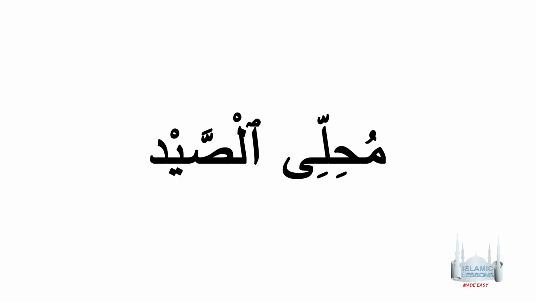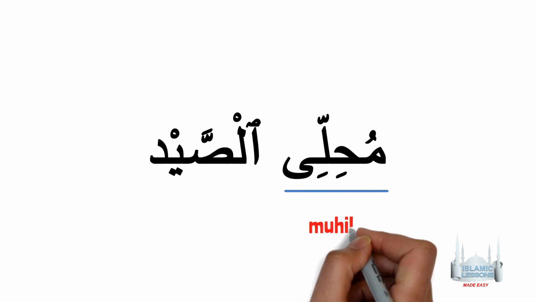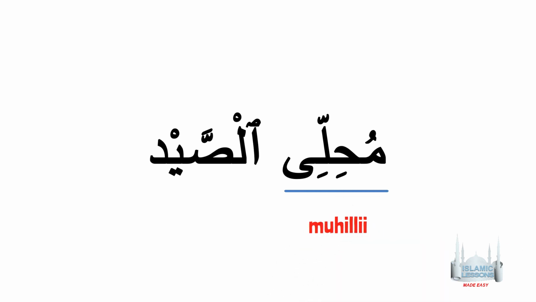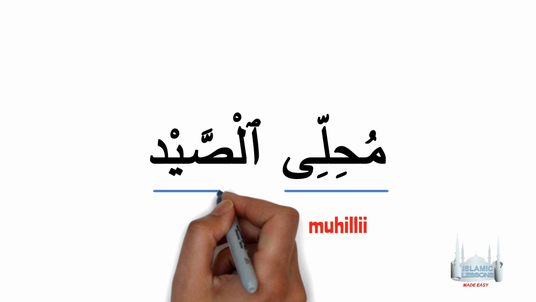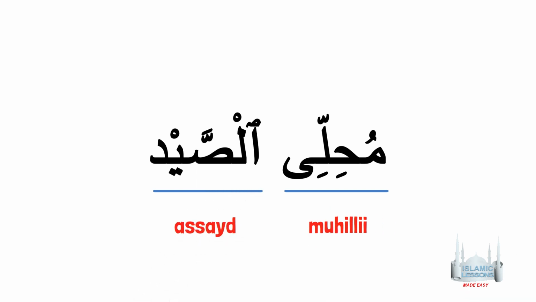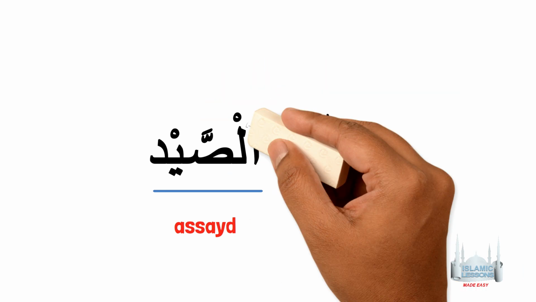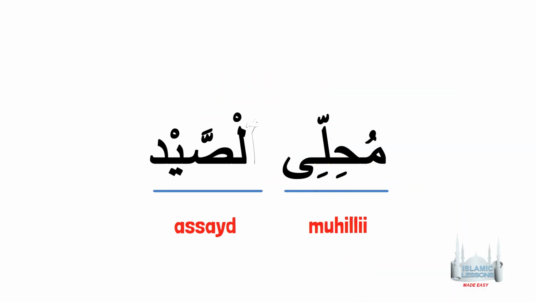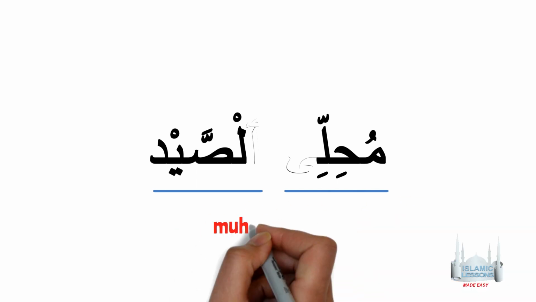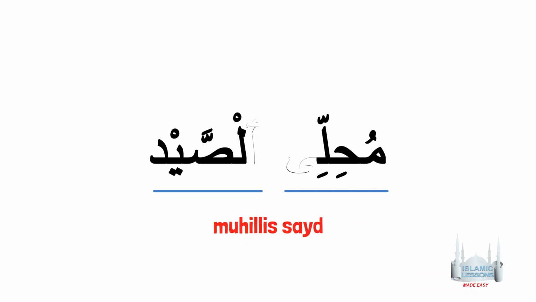Okay, this last example is a little tricky. The first word reads Muhilli with a long vowel ya. The second word reads As-Said. Now if we are reading them together, we drop Hamzatul Wasl. We see a sukoon on the lam and a long vowel before it. We drop the long vowel. Now it reads Muhillis-Said.